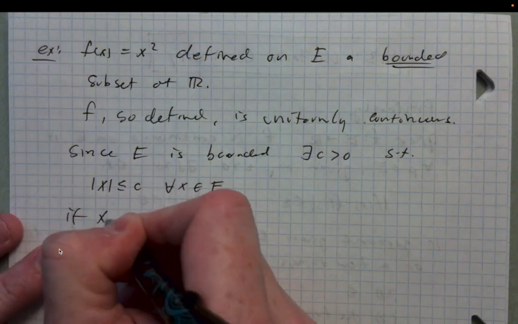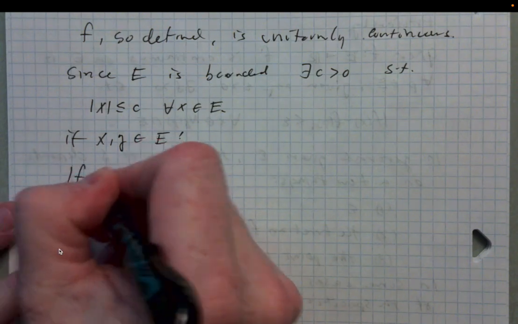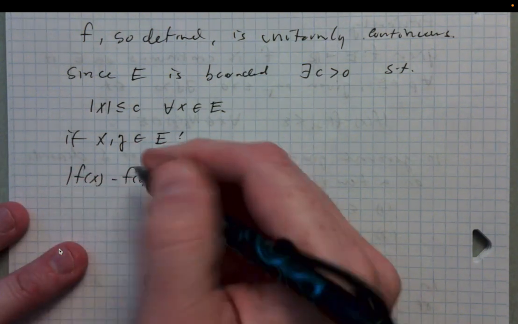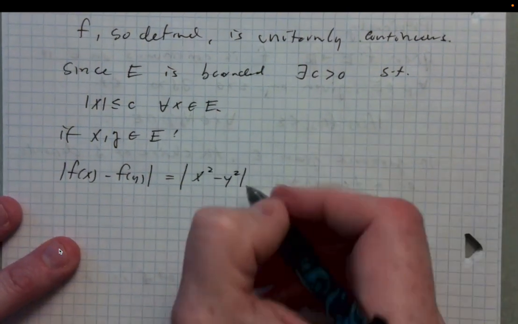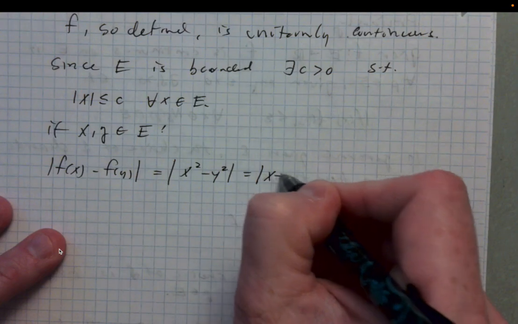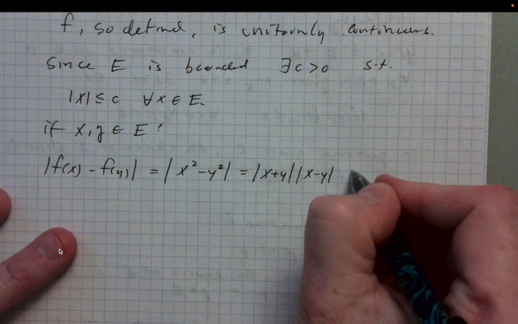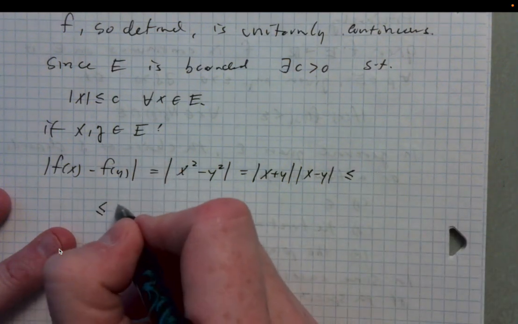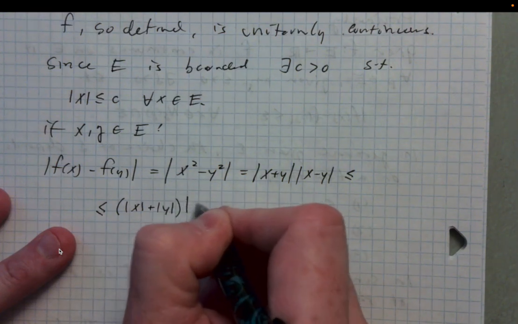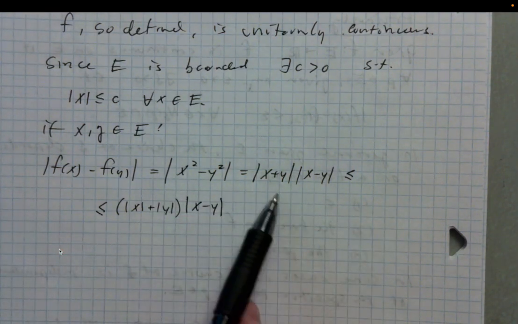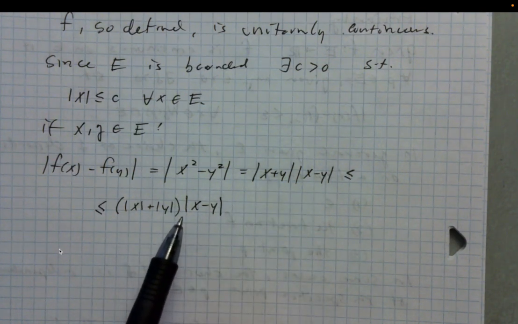So then, if x and y are in E, what can we say? Well, then the absolute value of f of x minus f of y is equal to, well, the function is x squared, so this is just the absolute value of x squared minus y squared. And we know that that is equal to the absolute value of x plus y times the absolute value of x minus y, like so. And we know that that's less than or equal to the absolute value of x plus the absolute value of y, times the absolute value of x minus y. So just breaking this first one apart, and that's where the inequality comes in.